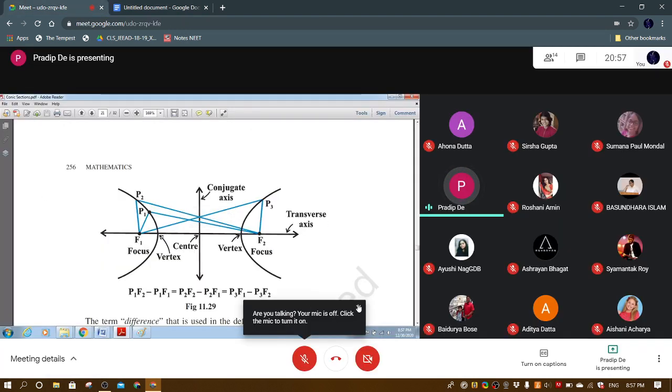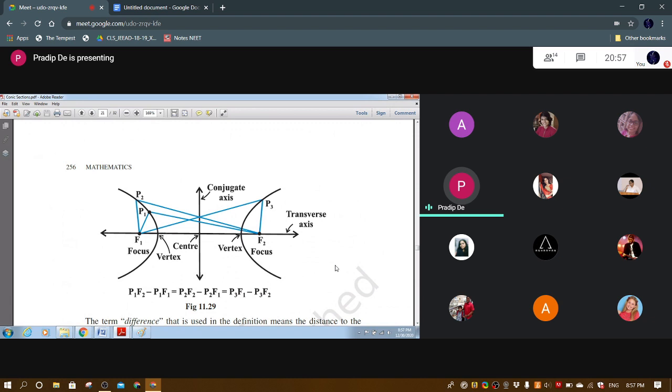The points where the line F1F2 cuts the hyperbola are called vertices. So there are two vertices. Look at this vertex, the point of intersection of the line F1F2 with the hyperbola. So first vertex, second vertex. First focus, second focus.